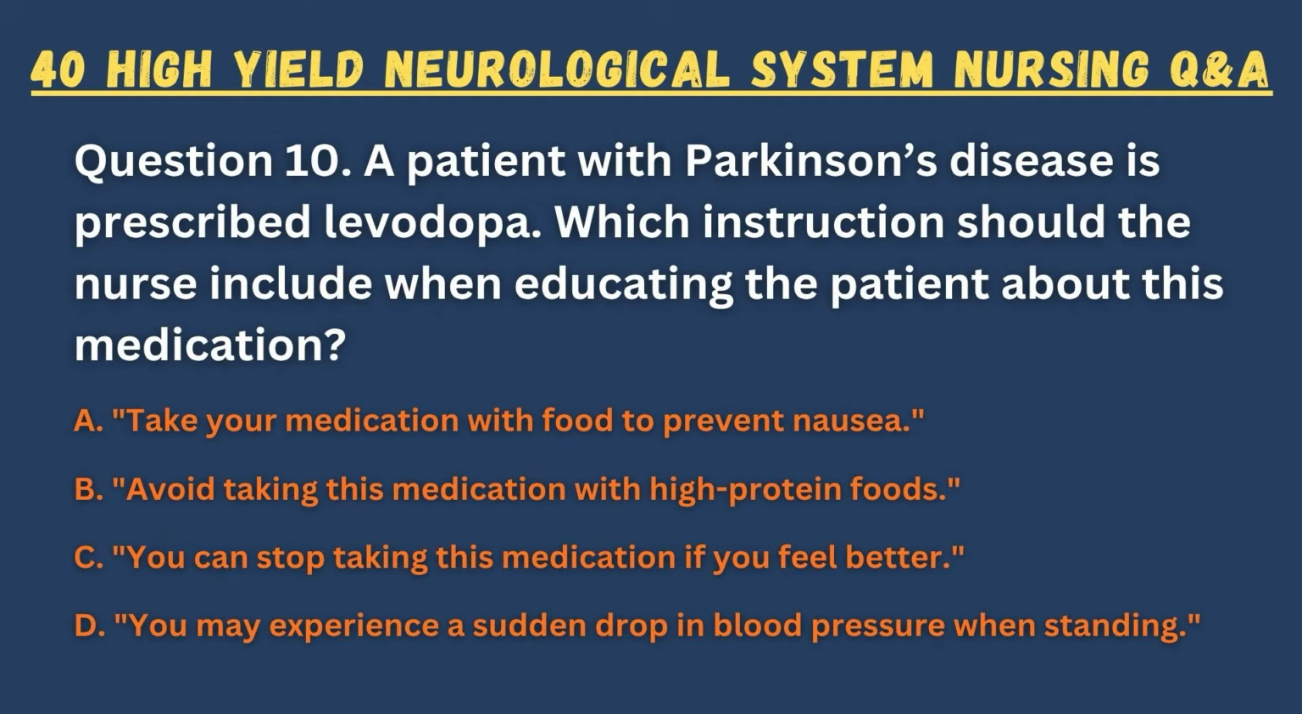Question 10. A patient with Parkinson's disease is prescribed levodopa. Which instruction should the nurse include when educating the patient about this medication? A. Take your medication with food to prevent nausea. B. Avoid taking this medication with high-protein foods. C. You can stop taking this medication if you feel better. D. You may experience a sudden drop in blood pressure when standing.